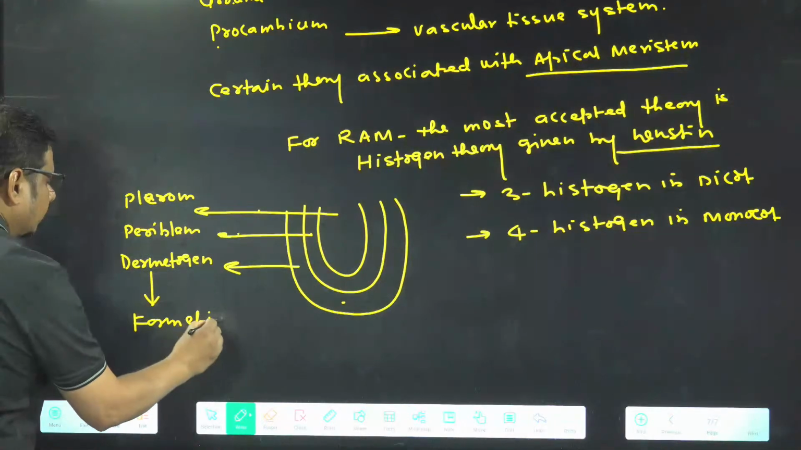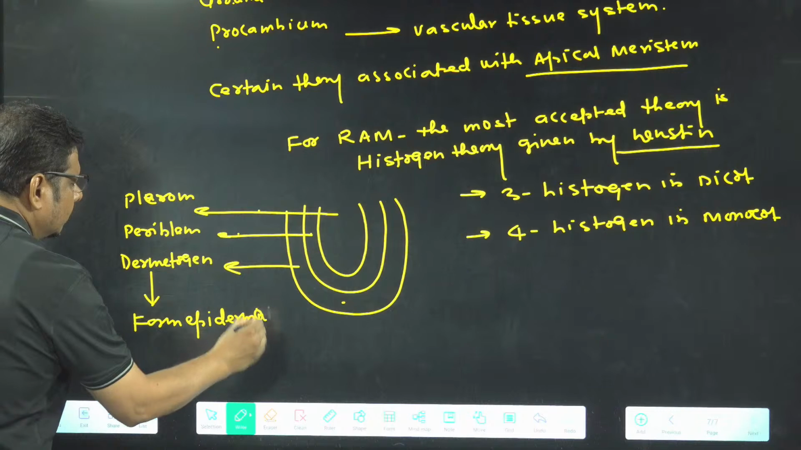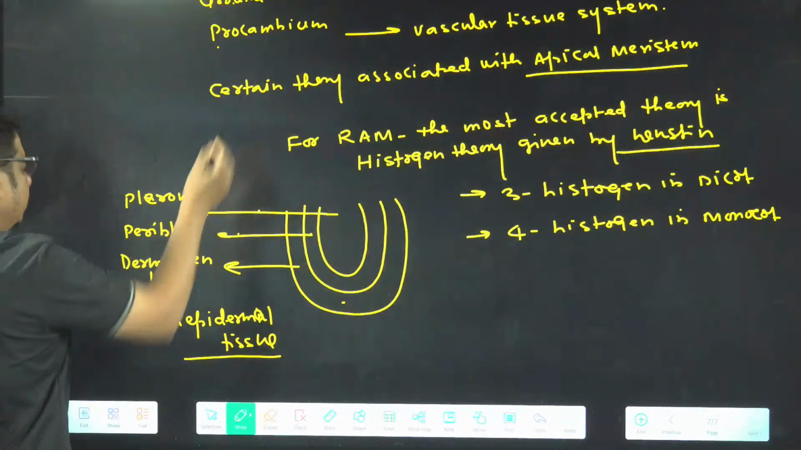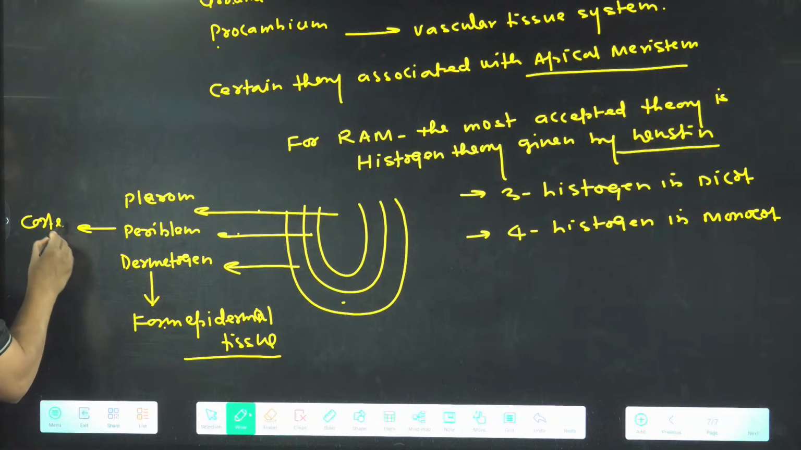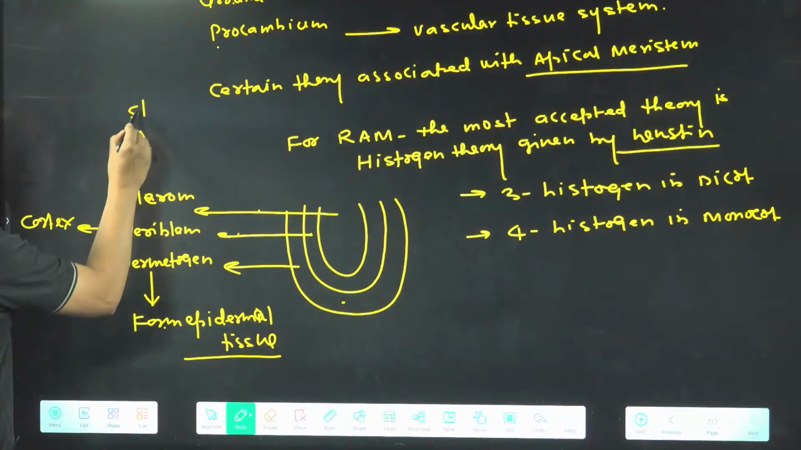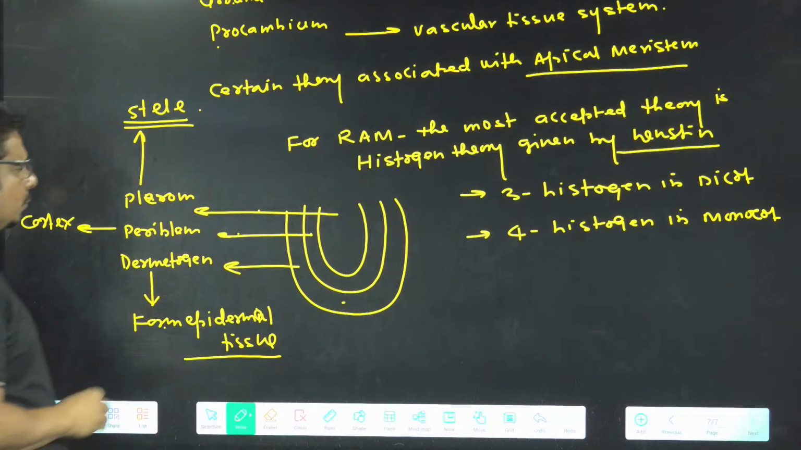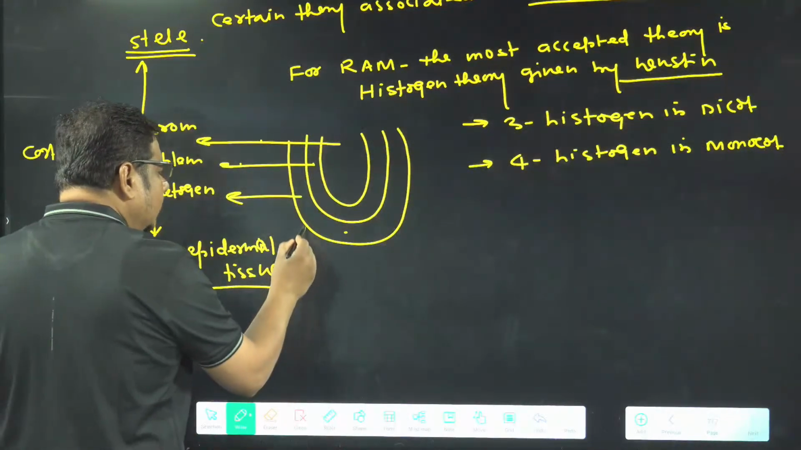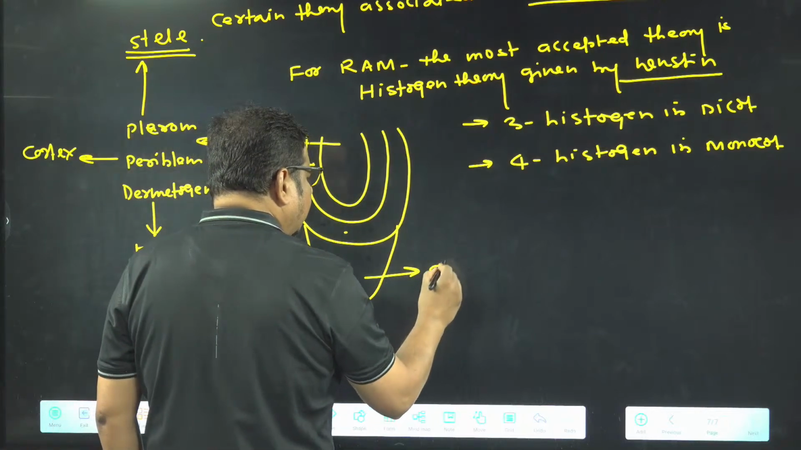So dermatogen, he told, forms epidermal tissue. There are different scientists' views on epidermal tissue. According to Haberlandt, epidermal tissue is formed by protoderm; he told by dermatogen. And periblem forms which one? Cortex. And plerome forms which one? Stele, stele. So this is the histogen theory given by Hanstein, and he told in root a 4th histogen is there. That is called calyptrogen.